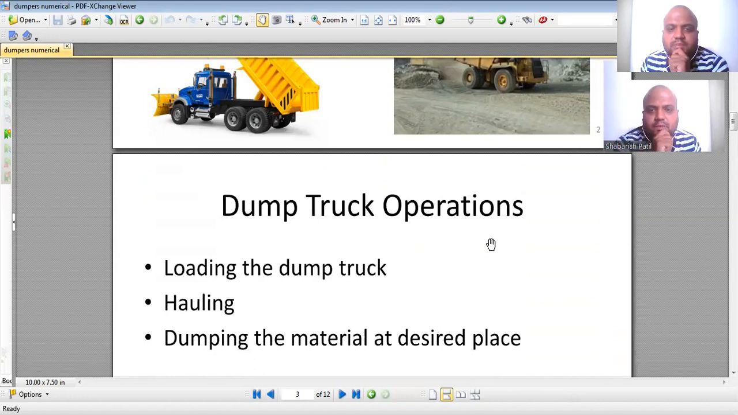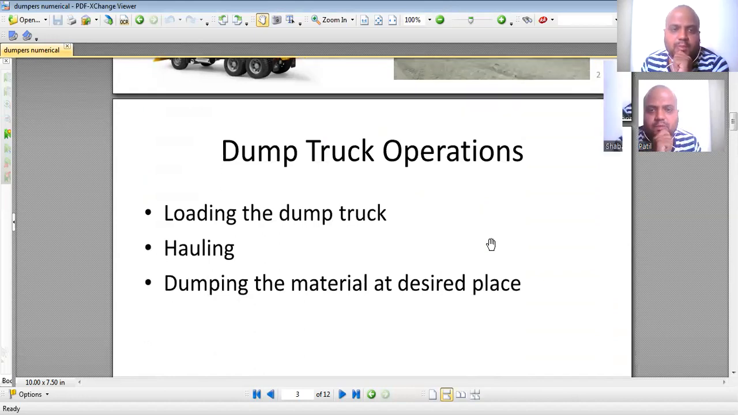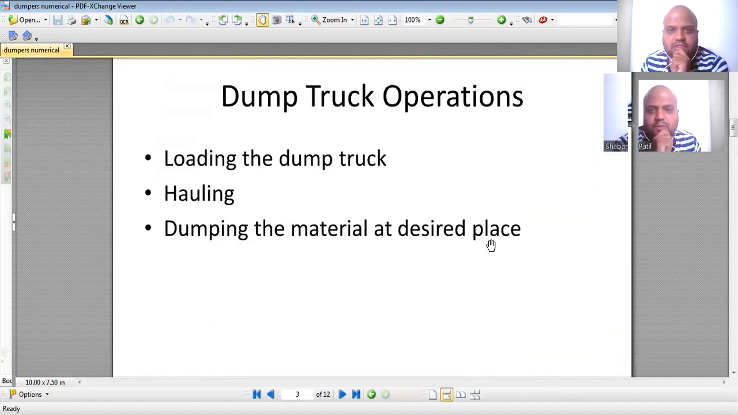Okay. What does the dump truck operation include? The dumpers are also called tippers. The operation of them is loading. First, the process involves loading the dump truck. Then we have to travel, or carry, or haul the loaded material from the dump truck onto the site where we want to dump the soil. That is called hauling.